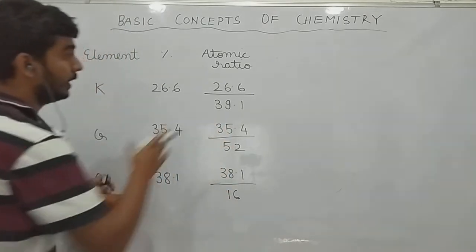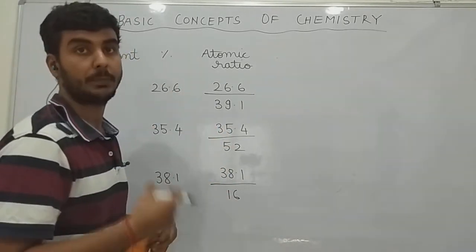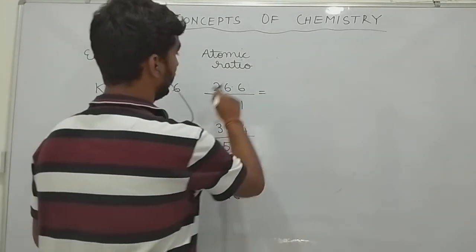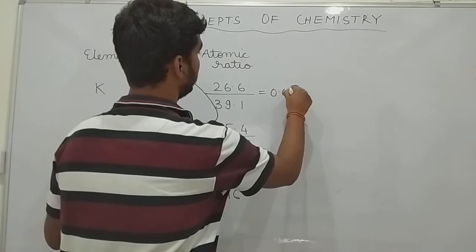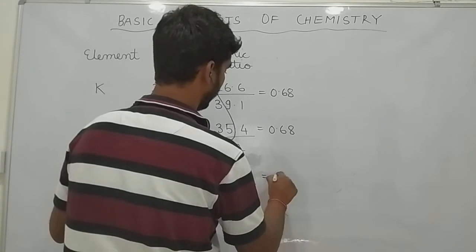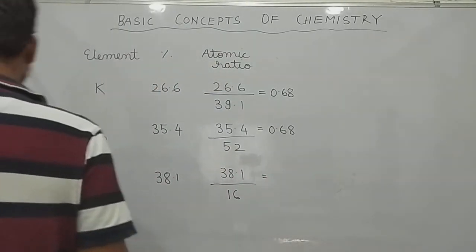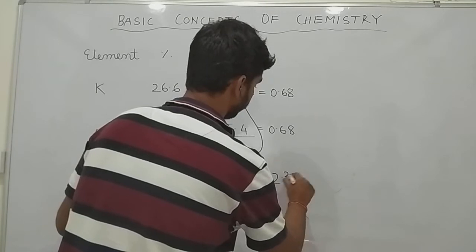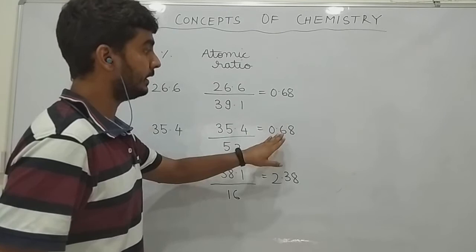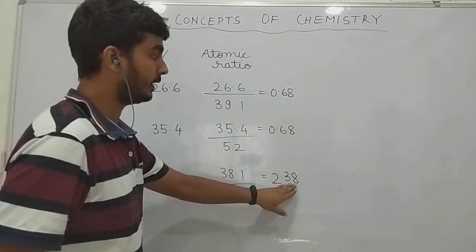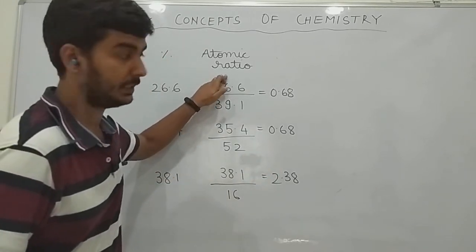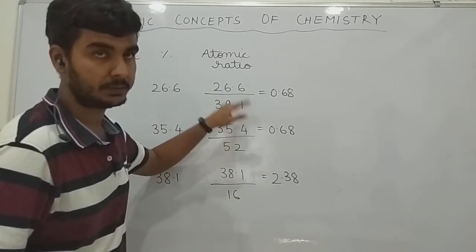Now, we are doing this to get the atomic ratio of that element. On dividing this, you will get 0.68. Kindly do this and see. This also will be 0.68, and this will be 2.38 roughly. So we have got atomic ratios 0.68, 0.68 and 2.38. How have we obtained this? We have obtained this by dividing the percentage of that element by the atomic mass of the same element.